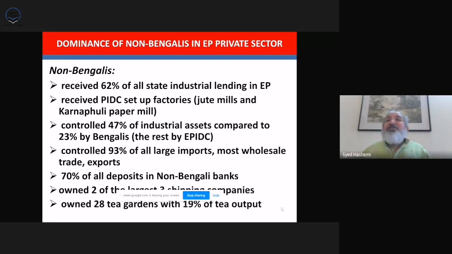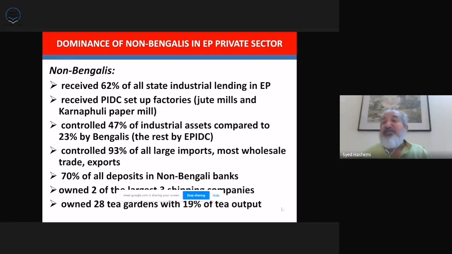The government was also setting up major factories and just transferring them to West Pakistan, non-Bengalis in East Pakistan. So it would show that the government is providing these factories to East Pakistan, but in reality, it wasn't Bengalis. In fact, in terms of all the industrial assets in East Pakistan, 47% was owned by non-Bengalis and only 23% by Bengalis. So you see that even in East Pakistan, whatever there was, it was non-Bengali controlled.